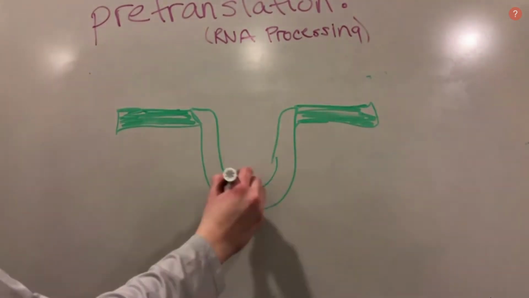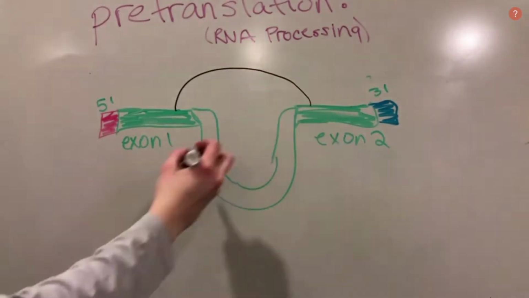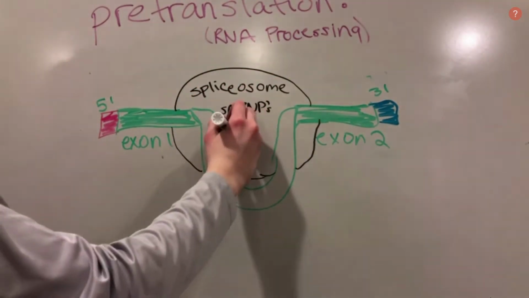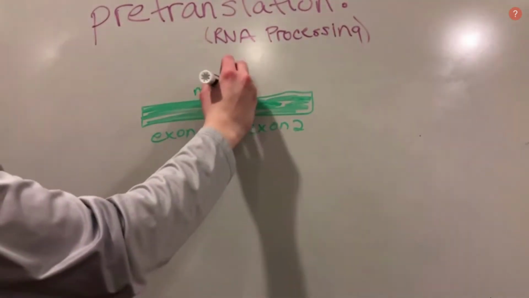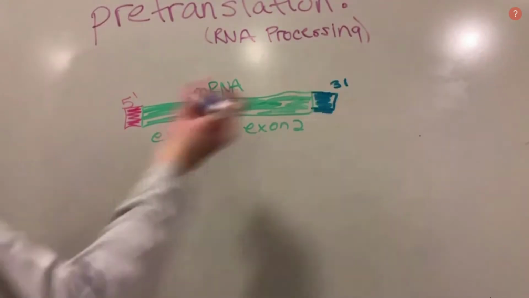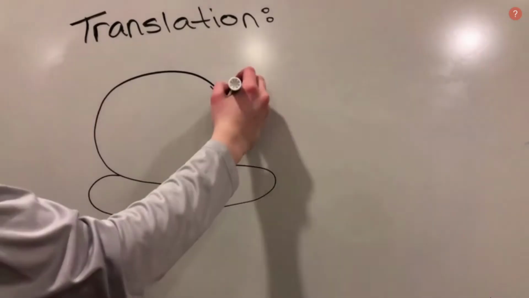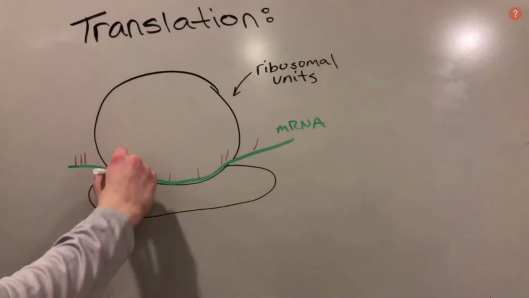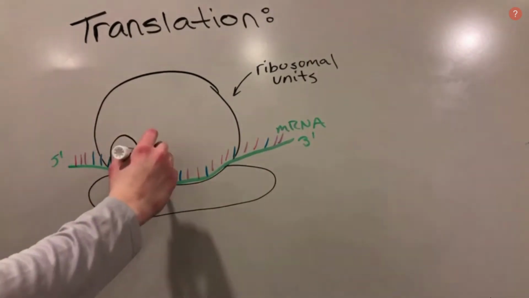Small nuclear ribonucleoproteins, also known as snRNPs, and other proteins form a molecular compound known as a spliceosome. This spliceosome cuts out the intervening sequences, or introns, leaving the exons, which will later be expressed in translation. Once the mRNA strand has gone through pre-translation, it leaves the nucleus and goes into the cytoplasm, where it will be read by ribosomes in translation.